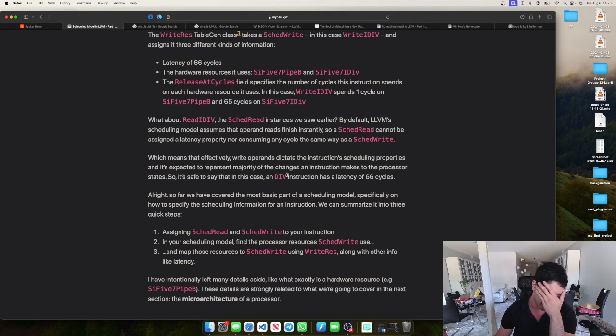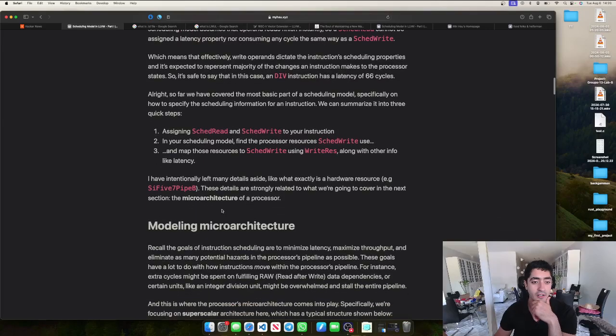Was division, right? I believe so. Alright, so far we have covered the most basic part of a scheduling model, specifically on how to specify the scheduling information for an instruction. We can summarize it into three quick steps. Assign a SchedRead and a SchedWrite to your instruction.